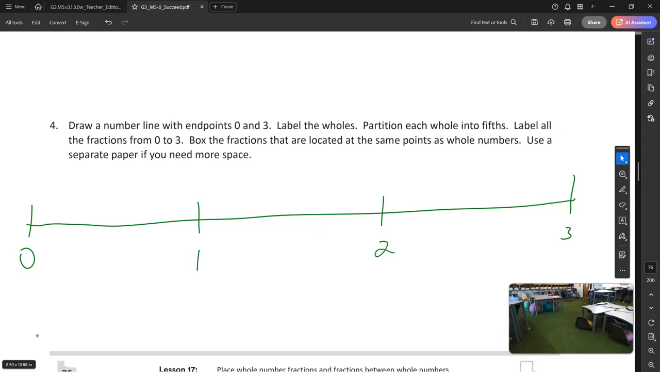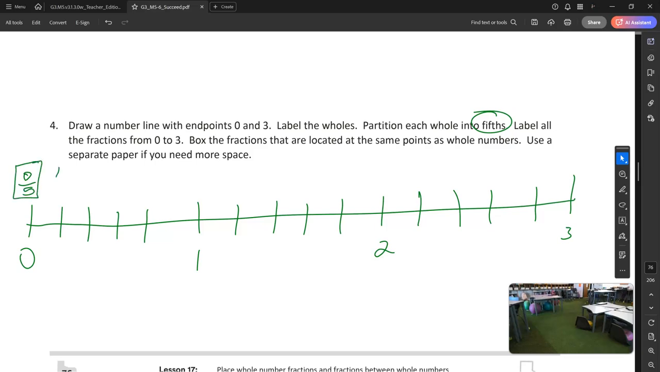Okay. We're going to be partitioning into fifths. So everything is going to be 5. Okay, 0, we're going to start with 0. So 0 fifths. That is the whole. 1 fifth, 2 fifths, 3 fifths, 4 fifths, 5 fifths is 1 whole.